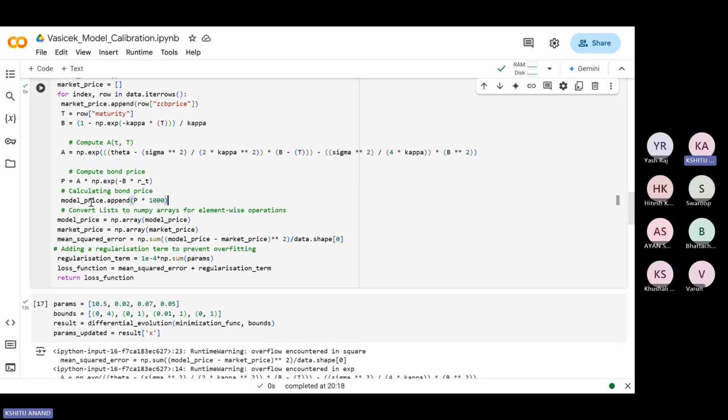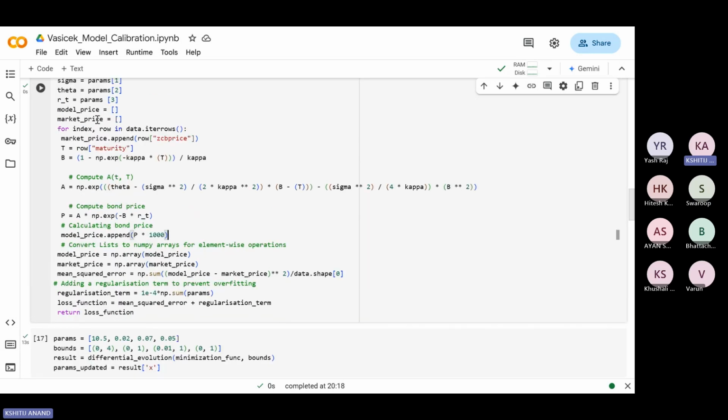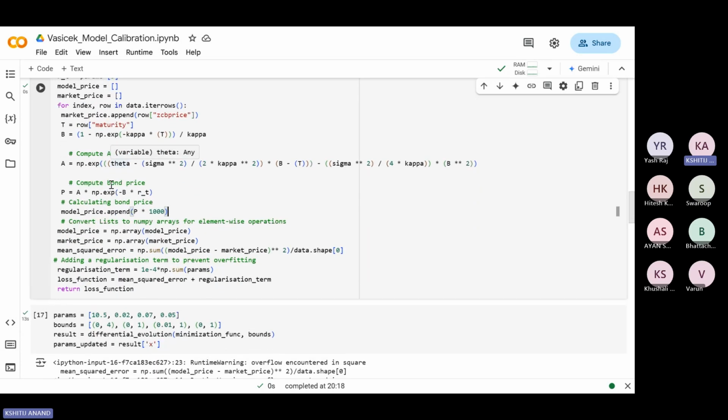Now, once we have the model price and the market price, we have to return the loss. It is not a loss, kind of an error. What does an error mean? For the first zero coupon bond, what is the market price? What is the model price? Take the difference and square it. Do it for all other zero coupon bond prices, take their differences, find their squares, and sum all the squares.